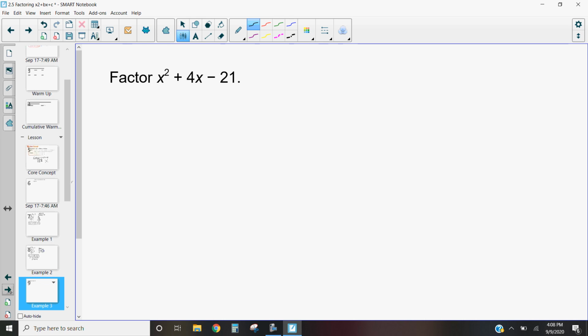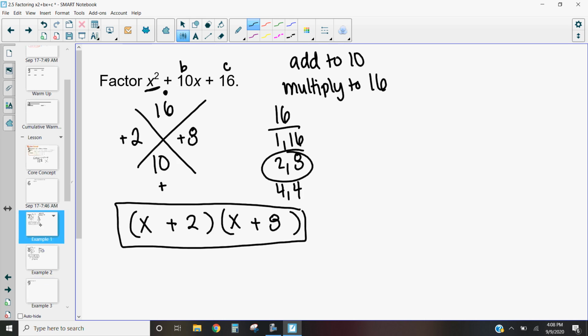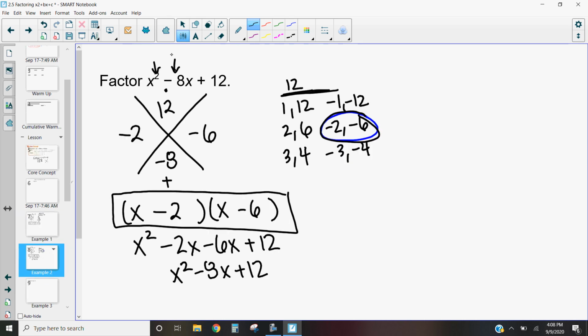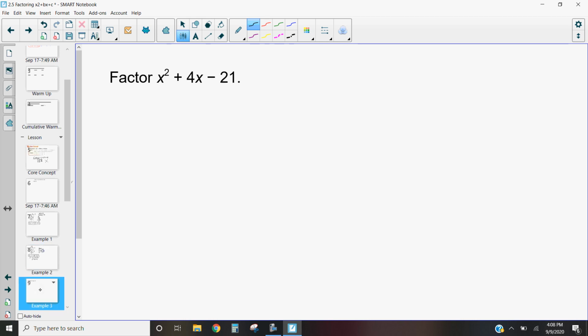Now, a third example I want to try. In this first one, everything was positive. In the second one, our b was negative. And in this last one, we have a negative c. So now we want to look at this one the same way. We're going to start by drawing our x. The two numbers we want to multiply to get negative 21, and we want to add two numbers to get 4. So what numbers multiply to get negative 21?